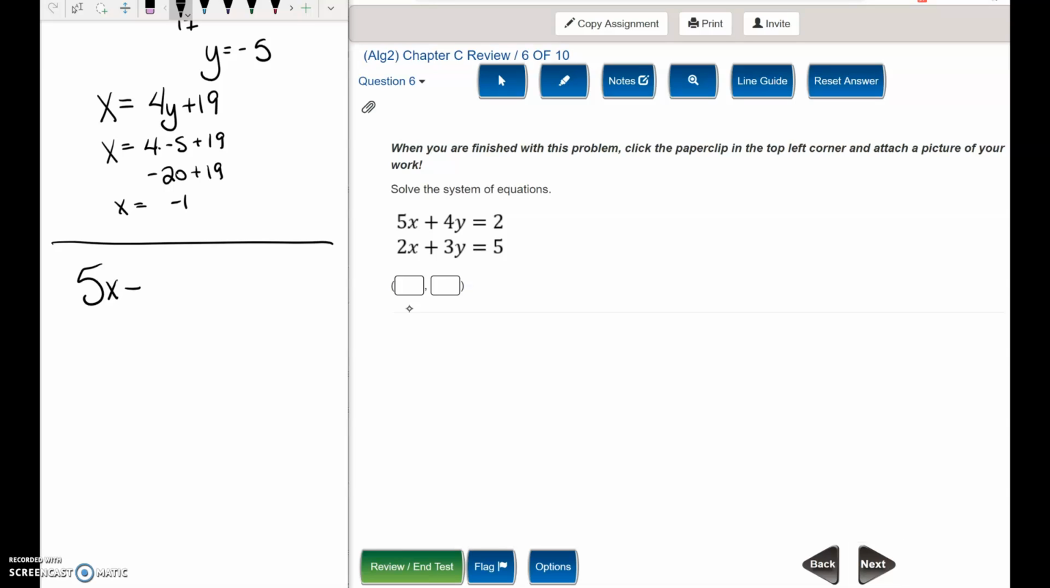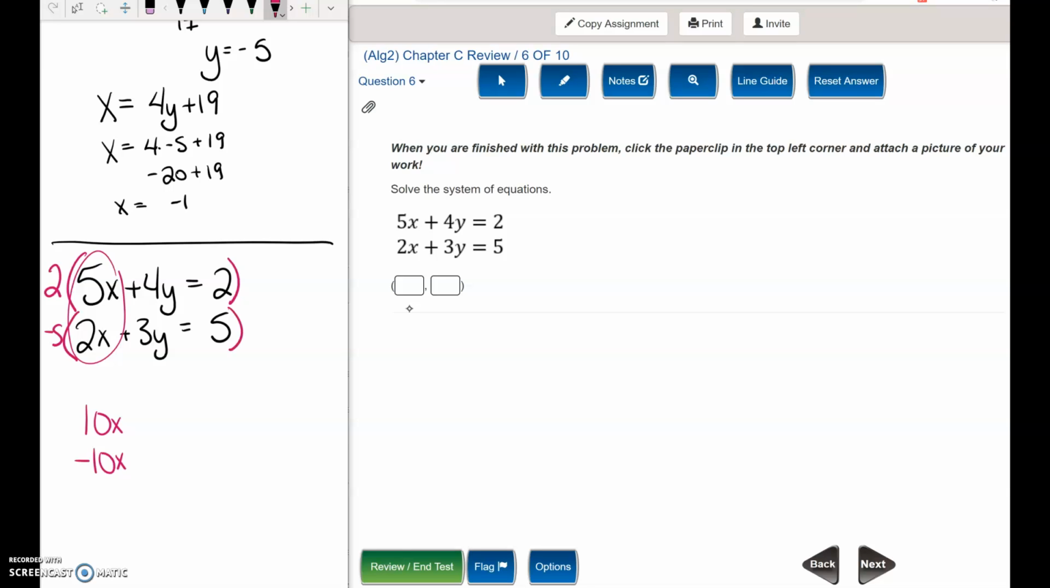Okay, this one, we need to solve this system. This one, I think elimination is going to work the best. And I think that 5 and 2 are going to be my goal. I want this to be 10x and negative 10x. So to achieve that, we're going to multiply the top by 2, and we're going to multiply the bottom by negative 5. So 2 times 5x, that's my 10x.